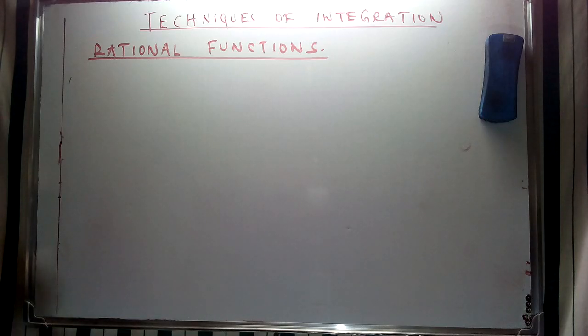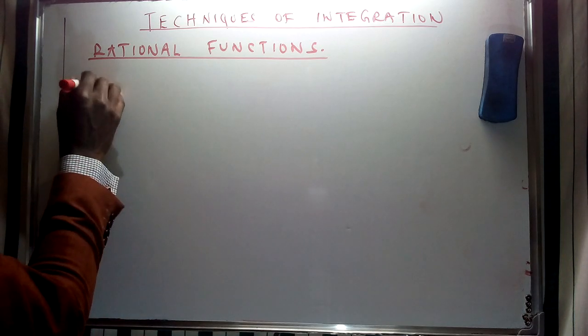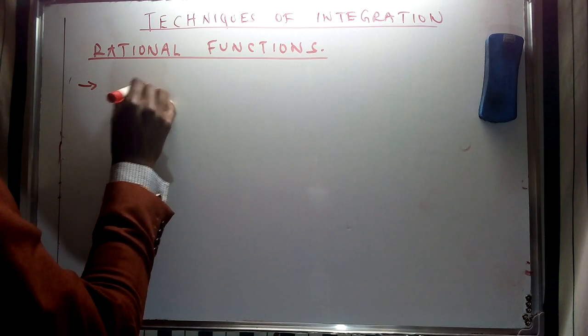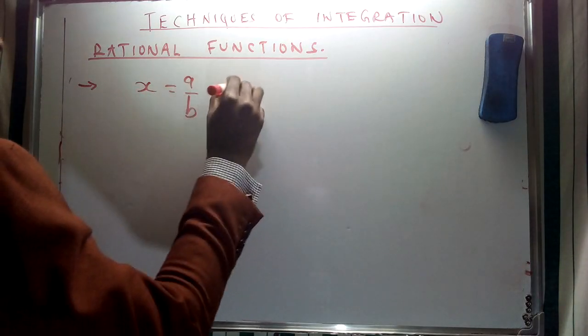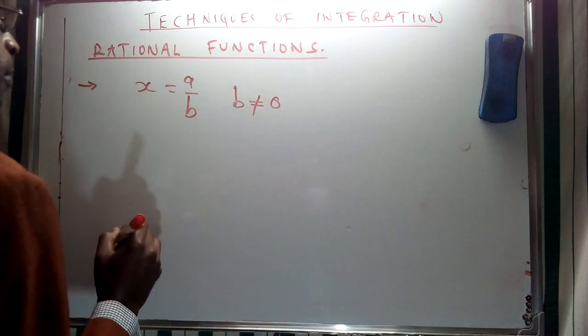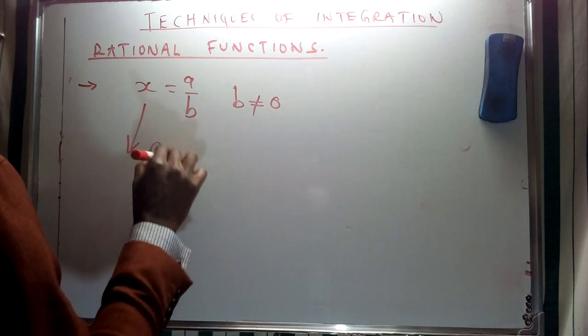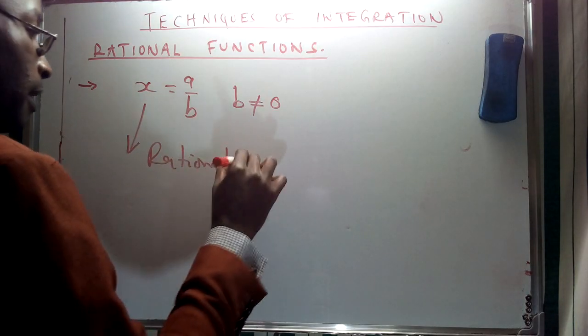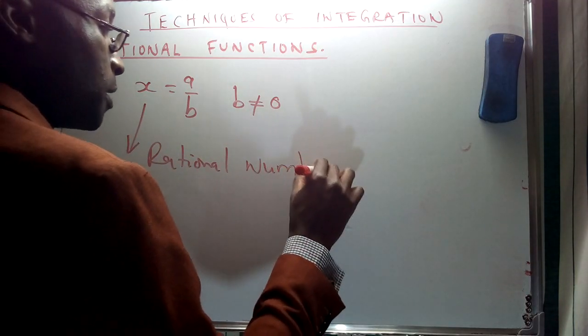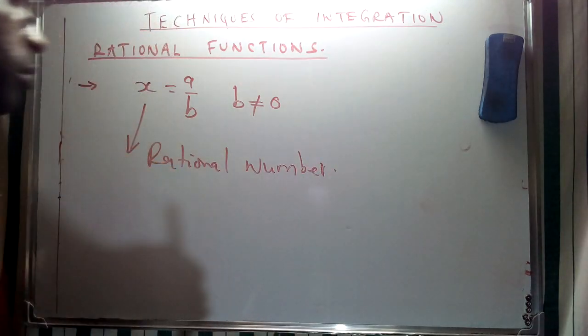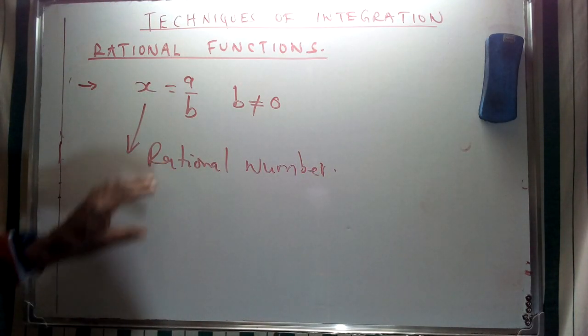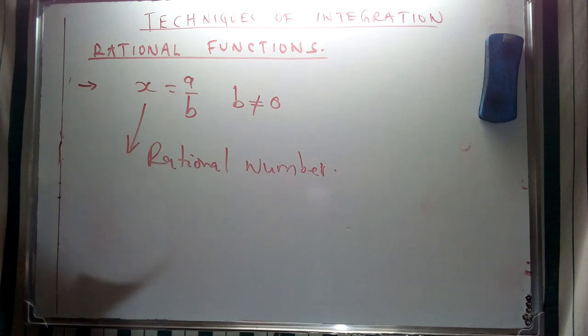Today we are going to look at a technique in integration, which is basically the integration of rational functions. In our study of numbers, we say that a number that can be expressed in terms of a over b, where b is not equal to 0, can be regarded as a rational number. We're going to use this kind of analogy in solving problems for integrals which assume this specific format.